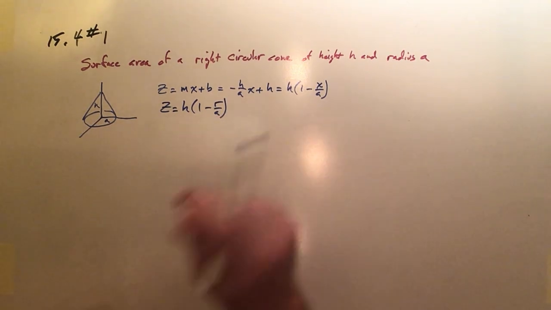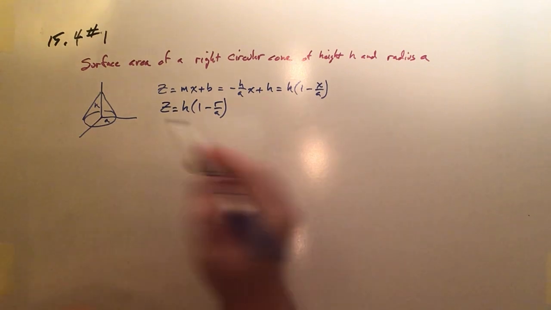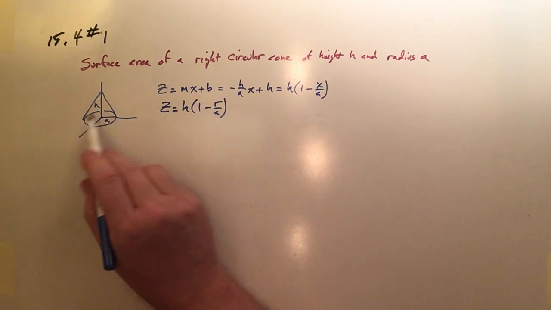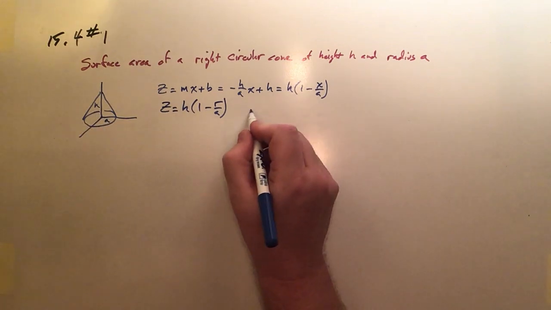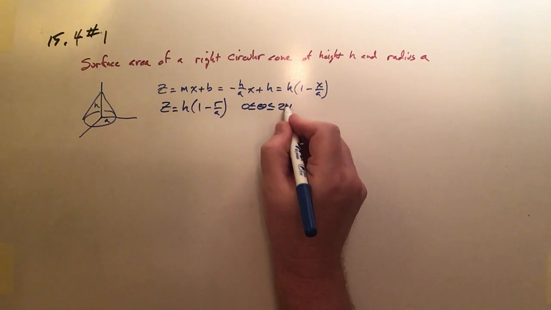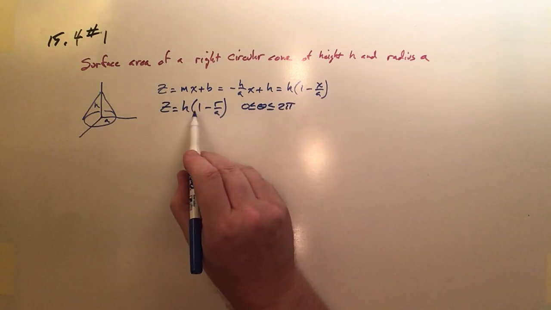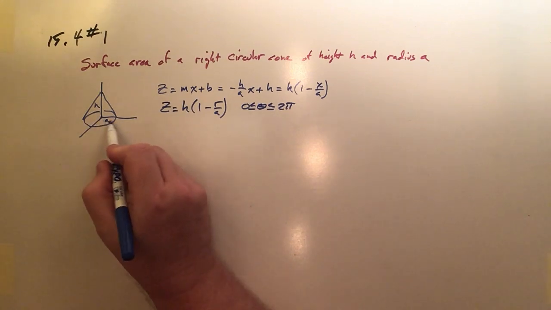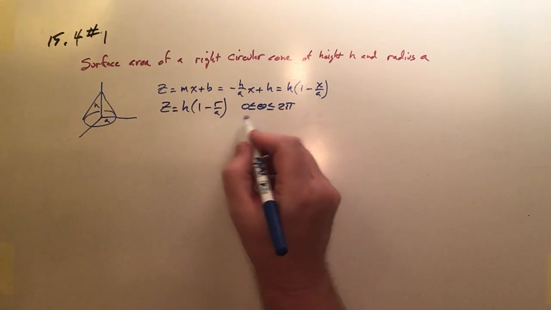And notice this automatically puts it in polar coordinates. So this is ready to be polar, which is awesome. If I want to integrate all of this, then my theta value is going to go from 0 to 2 pi. And finally, I want the radius to go from 0 to a.